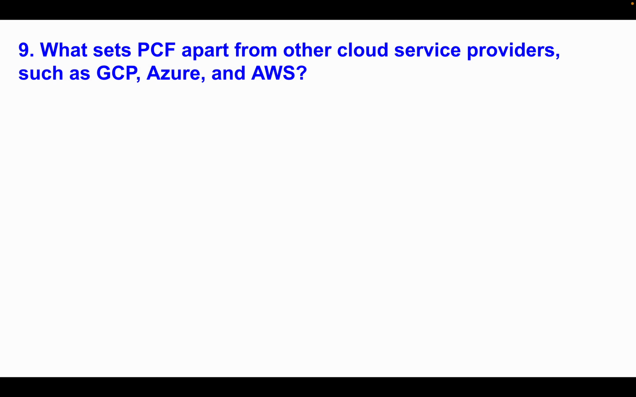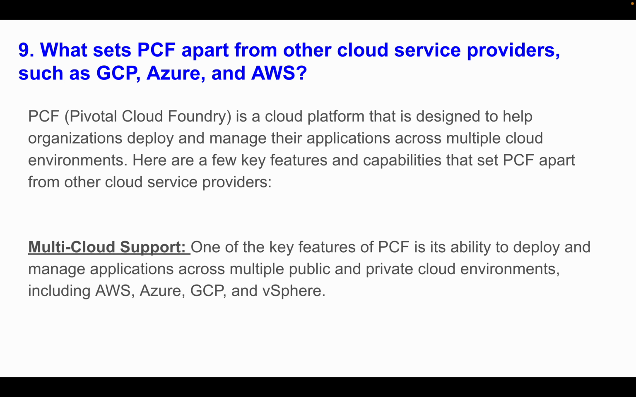Now question number 9. What sets Pivotal Cloud Foundry apart from other cloud service providers such as GCP, Azure, and AWS? So to answer this question, PCF, Pivotal Cloud Foundry, is a cloud platform that is designed to help organizations deploy and manage their applications across multiple cloud environments. Here are a few key features and capabilities that set PCF apart from the other cloud providers. First is multi-cloud support. One of the key features of PCF is its ability to deploy and manage applications across multiple public and private cloud environments, including AWS, Azure, GCP, and vSphere.